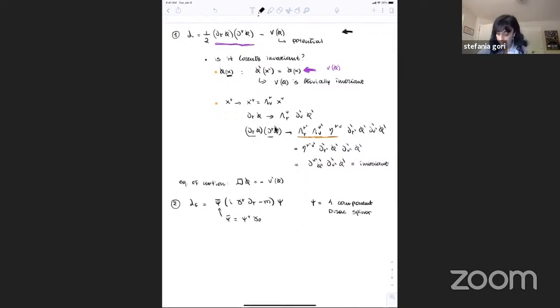These are the gamma matrices that have these anti-commutation properties, namely the anticommutator of gamma mu and gamma nu is equal to 2 times the metric. So this is our Clifford algebra.